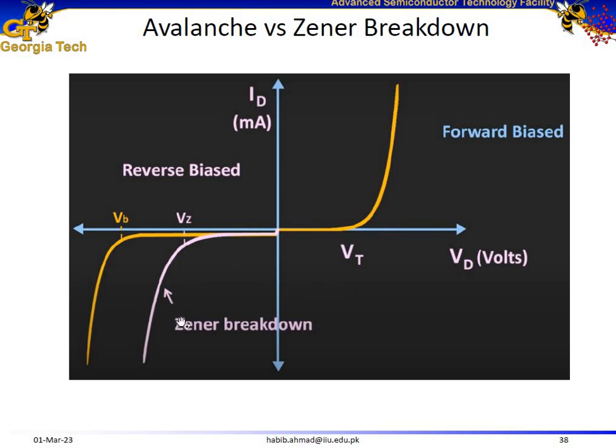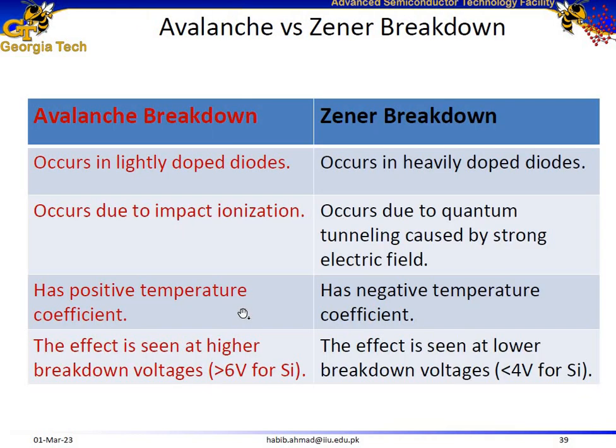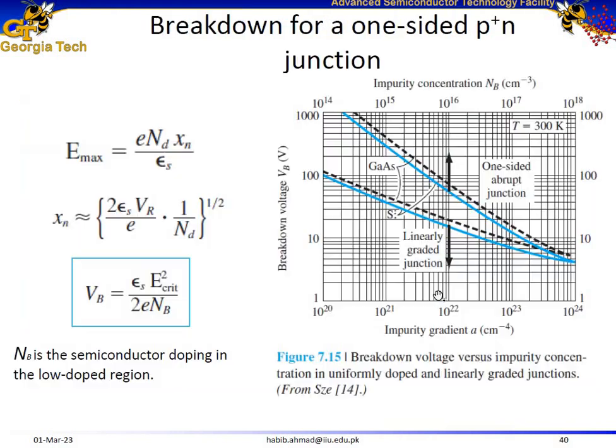Here is a comparison of Zener breakdown versus avalanche breakdown. Zener breakdown occurs in heavily doped materials, and its value is roughly, for silicon, below 4 volts. But avalanche breakdown occurs in lightly doped materials, and for silicon, its value is above approximately 6 volts. Here is a comparison of avalanche versus Zener breakdown. We already talked about these points, so I'm going to skip this slide.